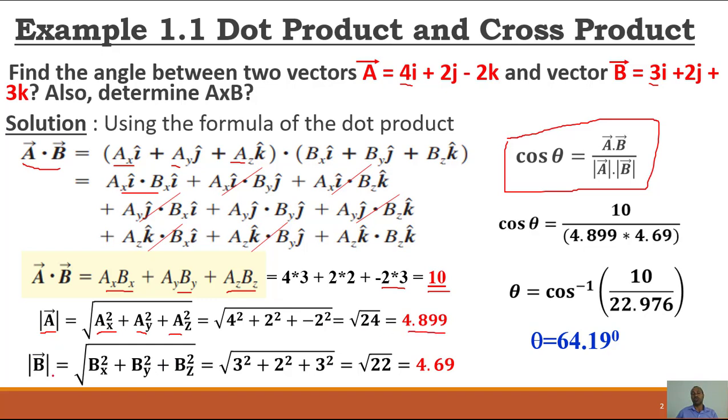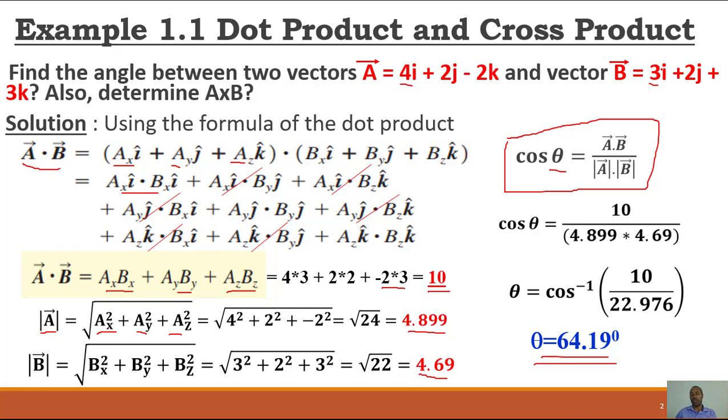Then you have 4.899. Again, for B magnitude, you can use this equation, BX square plus BY square plus BZ square. Then finally, you can arrive at 22. Then finally, you have this result. Then you simply substitute the values. A dot B, you have 10 divided by 4.899 multiplied by 4.69, then cos inverse of 10 over 22.976. Then this is the angle between the two vectors.